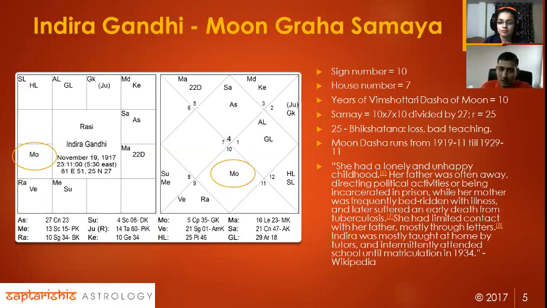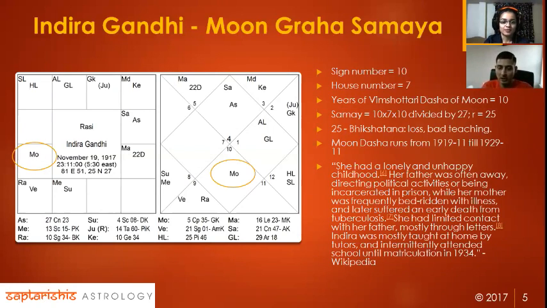And till 1934, she was home taught. So again, when you study at home, you don't get to interact with a lot of people. And the Graha dasha is also saying that: bad teaching and loss of mother. So that's how we calculate the Graha dasha. This is how it works. Wonderful.